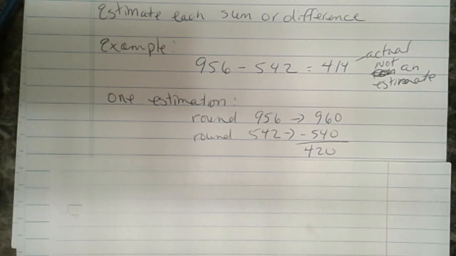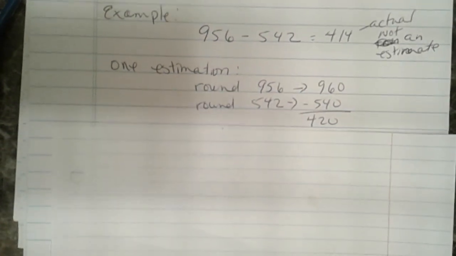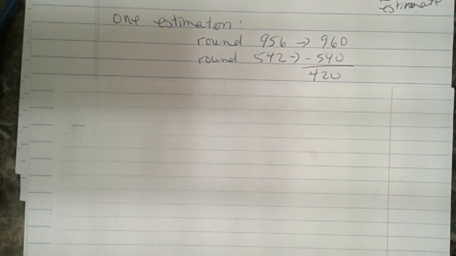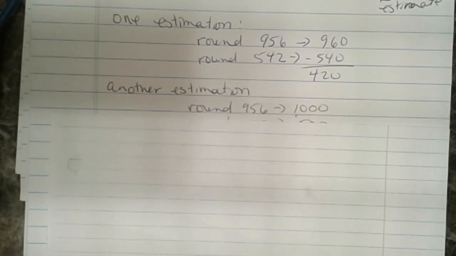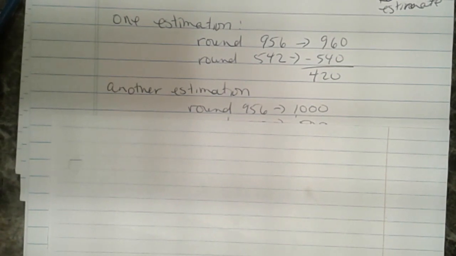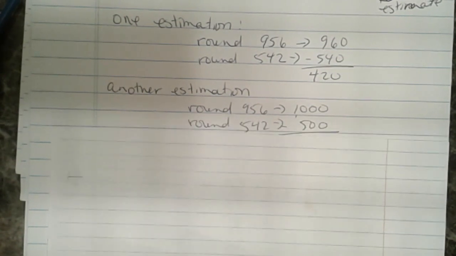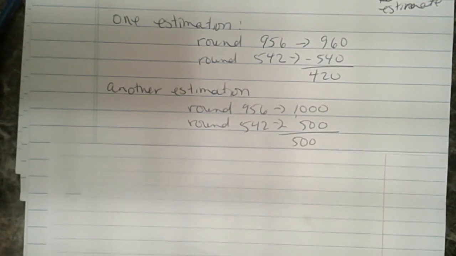All right, let's take another look. While 220 is a perfect answer to this problem, so is the next one I'm going to show you. What I could do is round 956 to 1,000. I could also round 542 to 500. And then I can subtract it. I can say that that's 500. So another estimation of the same problem is going to be 500.